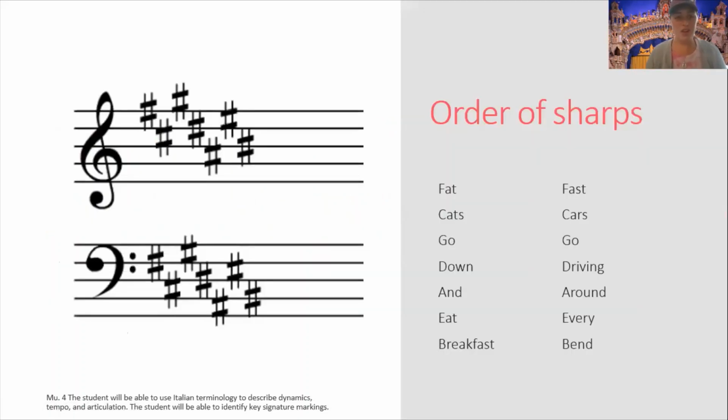So there is an order to the sharps. It's not just randomly, haphazardly placed. There is an order in which they go. And so there's a couple of sayings that you can use to remember. Fat cats go down and eat breakfast is my personal favorite because it just sounds silly, but you can also use fast cars go driving around every bend. And if you notice, it looks exactly the same on the treble clef as it does on the bass clef. So you start by finding the line that's labeled F and you put a sharp there and you go down to C, G, D, A, E, B. You just follow the pattern and write the sharp there.